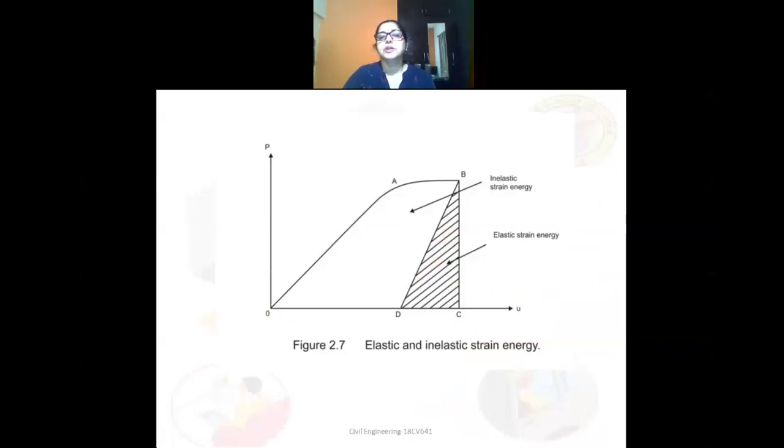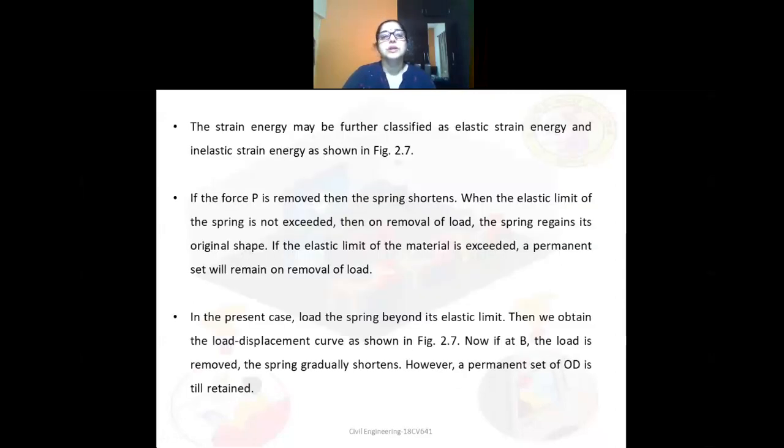So the elastic strain energy, you can notice that if it is linear, then you can see the elastic strain energy. And inelastic strain energy, you can notice if there is a permanent deformation. If it will not regain its original shape, then it is called as what? Inelastic strain energy. So the strain energy may be further classified as, that's what in the previous figure we got to know, elastic strain energy and inelastic strain energy.